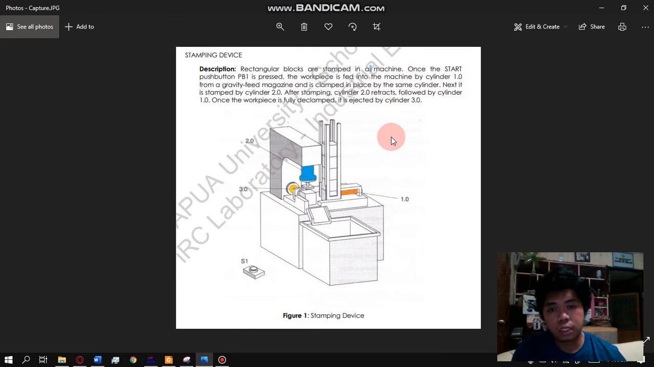So as you can see in this picture, we have here the three cylinders that operate in the whole system. We have here cylinder 1, which moves a rectangular block out of the magazine, cylinder 2, which stamps the block, and cylinder 3, which ejects the block to the container.